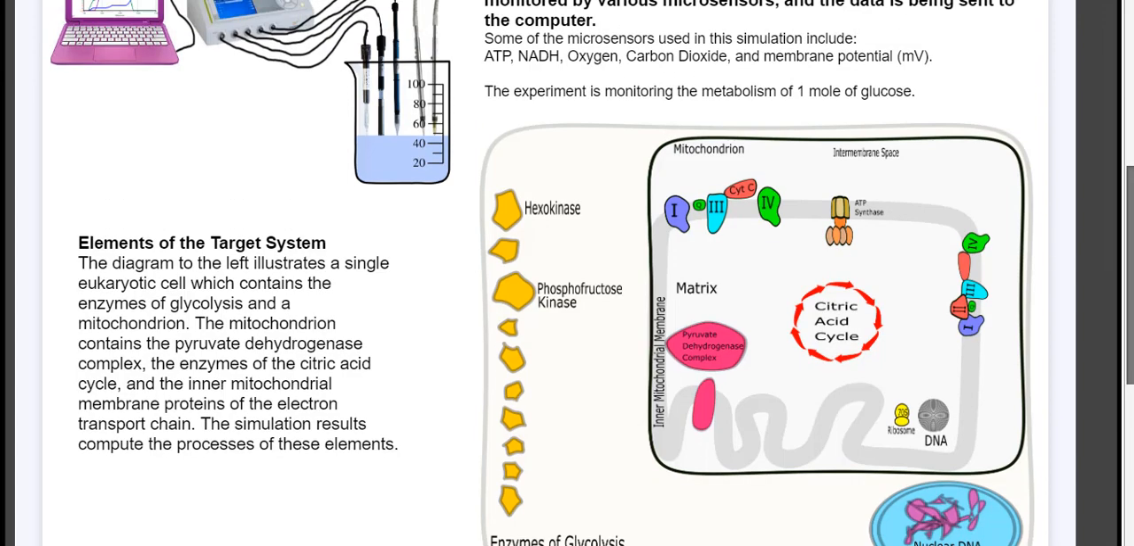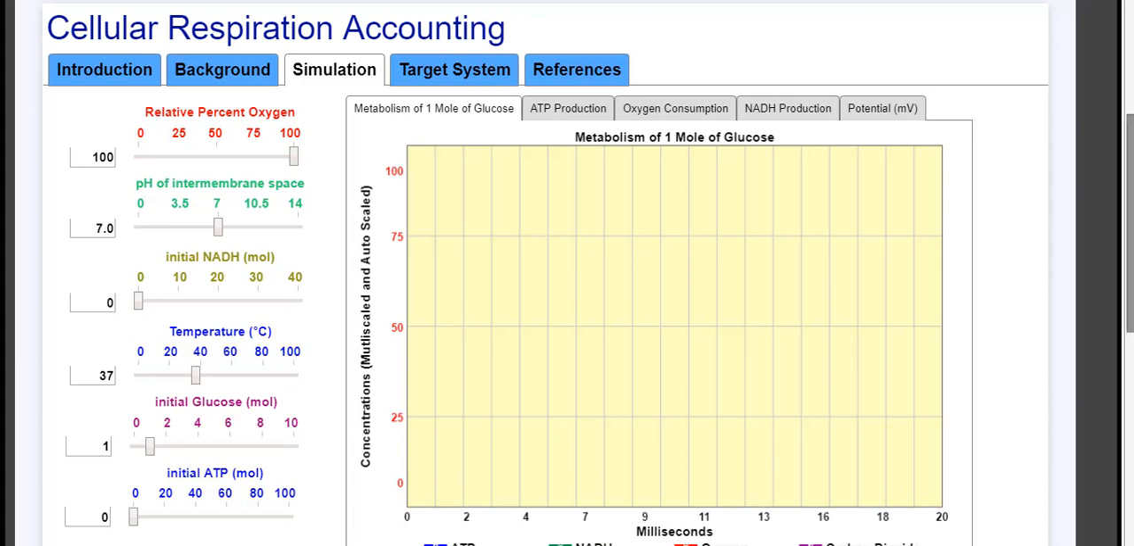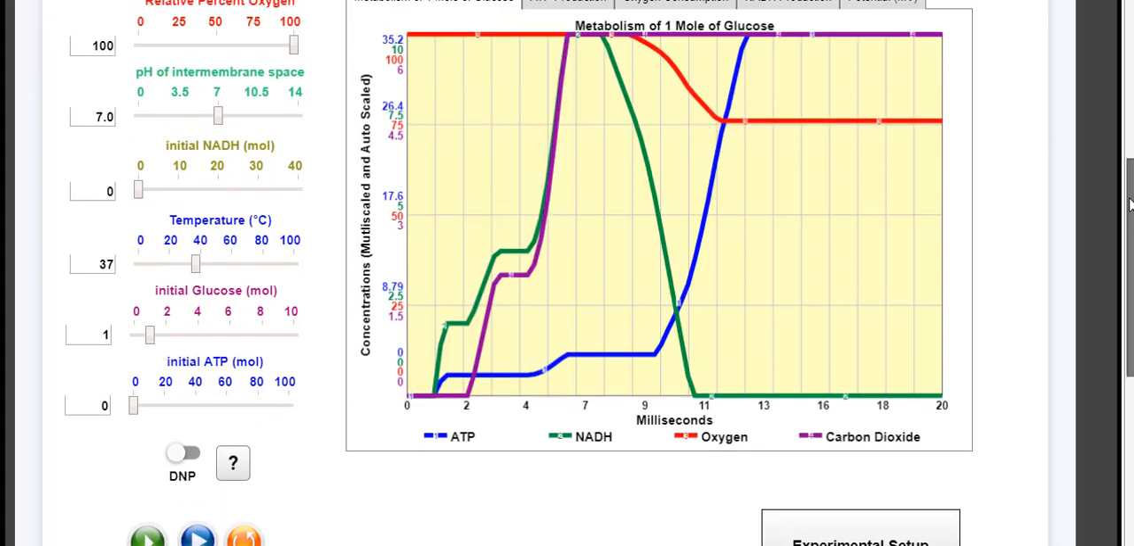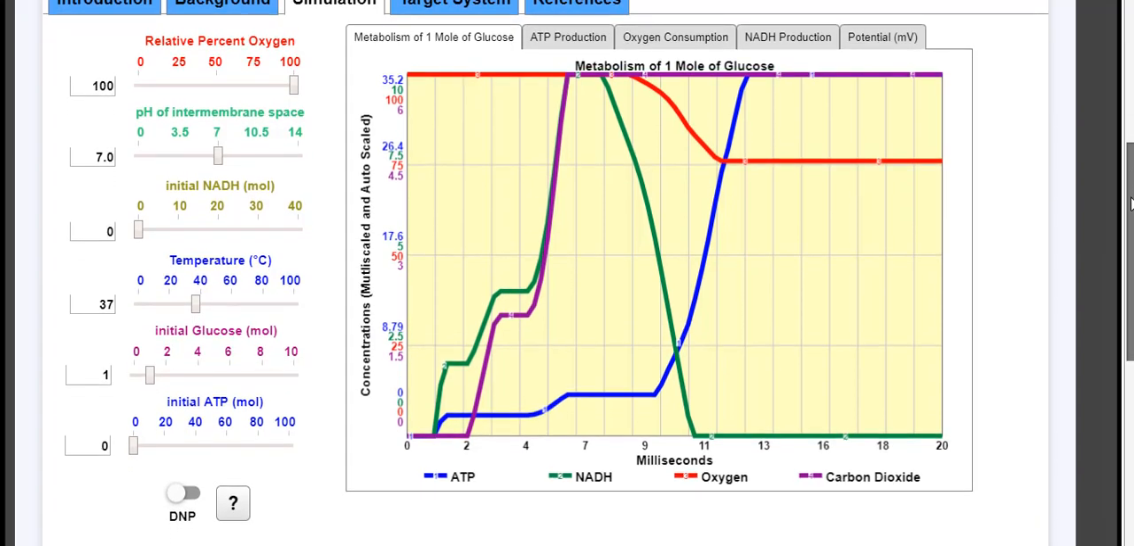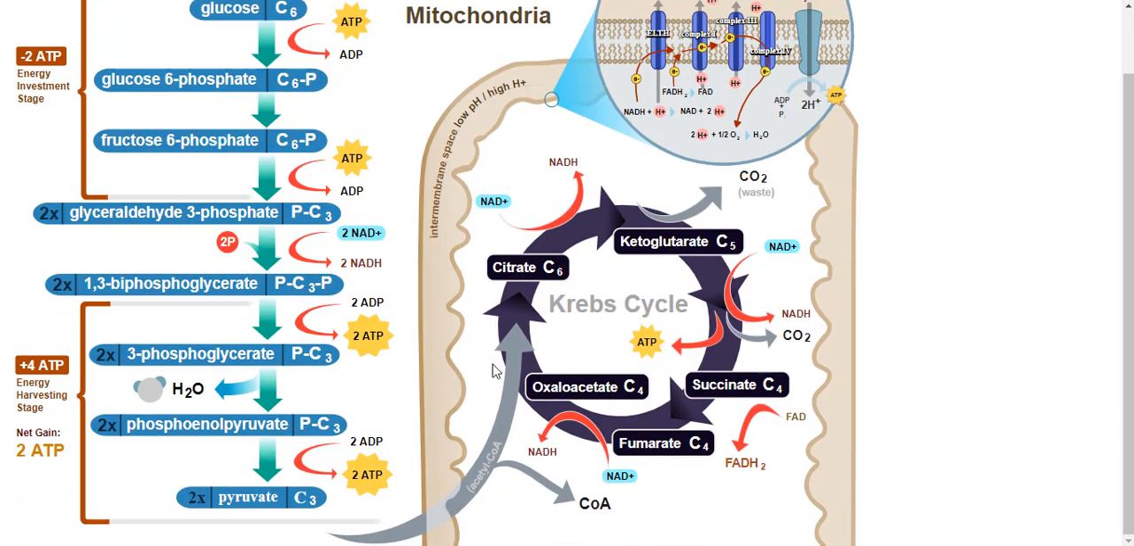So let's go back to the actual model and run some simulations of this. I'm going to click the live button. It's going to give me a live output of data. So this is the initial conditions. I like students to figure out when is glycolysis taking place, when is pyruvate oxidation taking place, when is the Krebs cycle taking place, and then when is the oxidative phosphorylation along ATP synthase taking place.